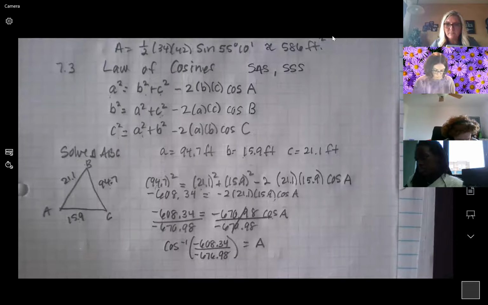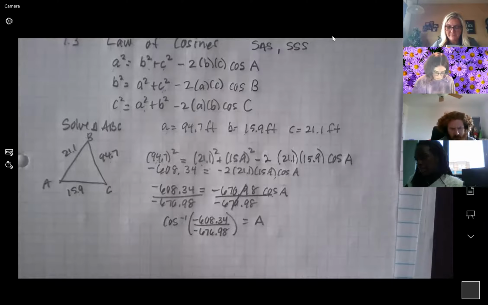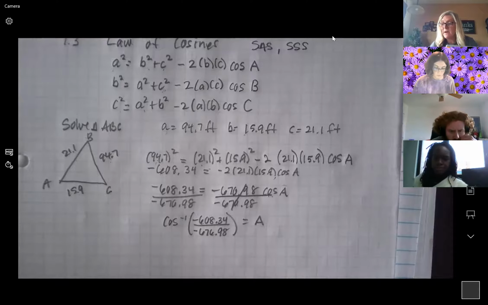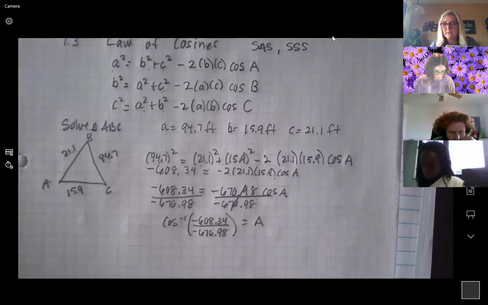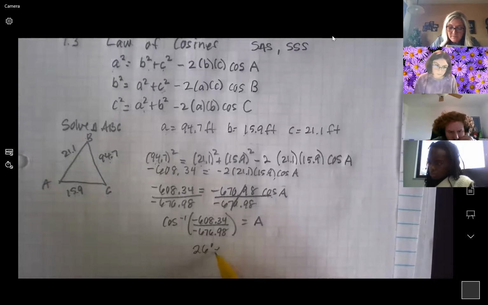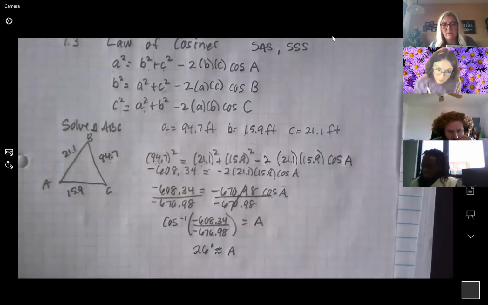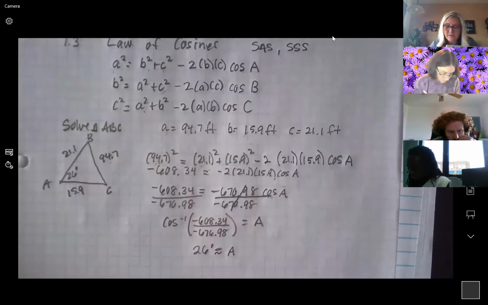Any brave souls? I got 26. I don't know if it's right though. I had 25, so that's probably a matter of rounding. Did everybody get 26 or 25? I got 26.02. Okay, so let's go with 26, approximately what A equals. So now we know this is approximately 26 degrees.